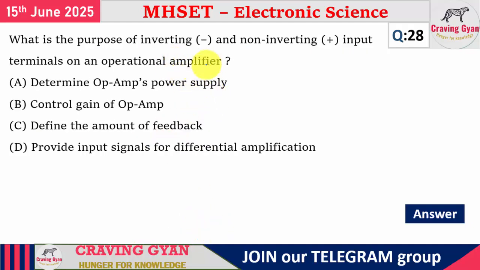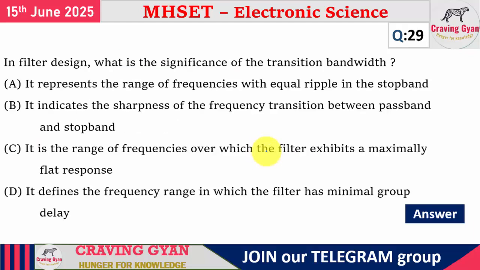28th question, a repeated one. What is the purpose of inverting and non-inverting input terminals on an operational amplifier? We know that it is used to provide input signals for differential amplification. Already I have discussed this question in the part 1 video. They have repeated this question in the exam also. So for this, option D is correct.